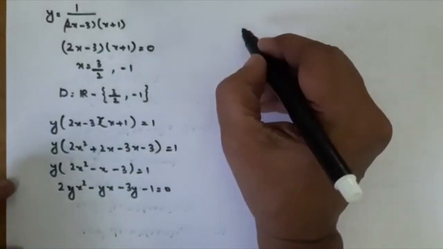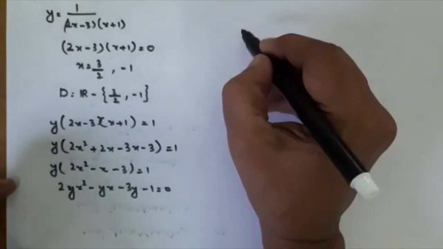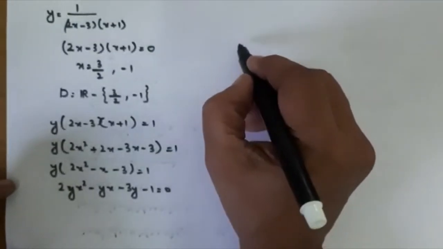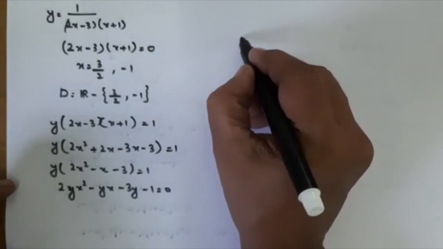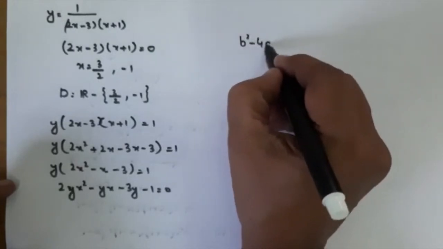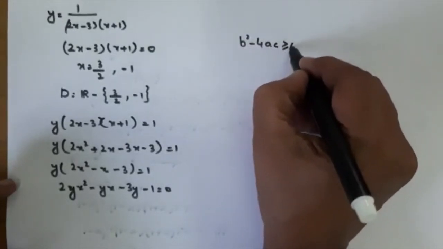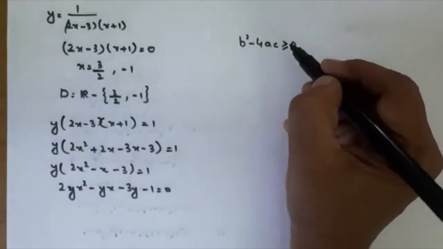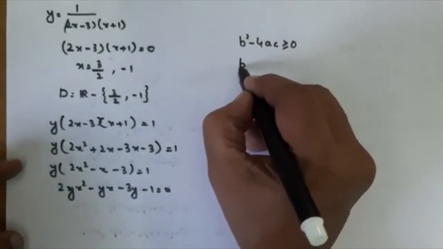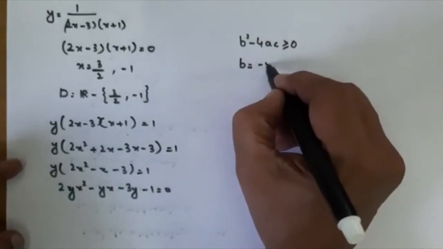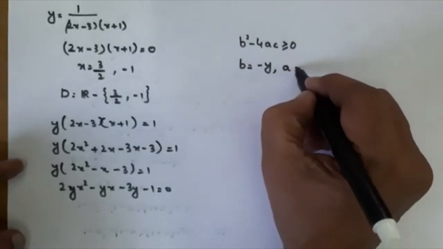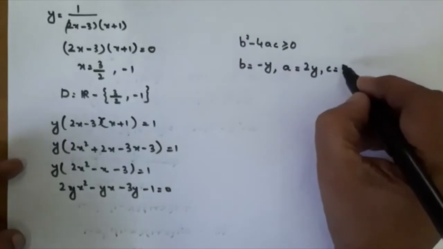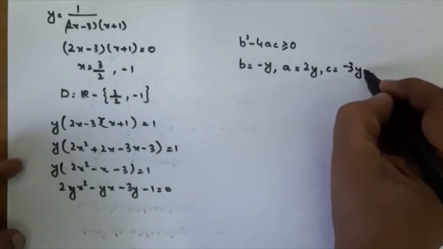As in the last case, this can be considered as a quadratic in x. And x is to be real. Therefore, what is the condition? Its discriminant b square minus 4ac should be greater than or equal to 0. What about b here? b means coefficient of x, which is minus y. a means coefficient of x square, which is 2y. And c, the last expression, is minus 3y minus 1.